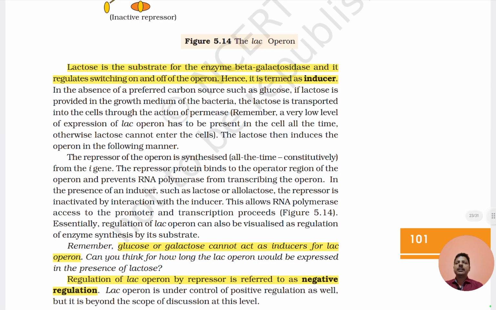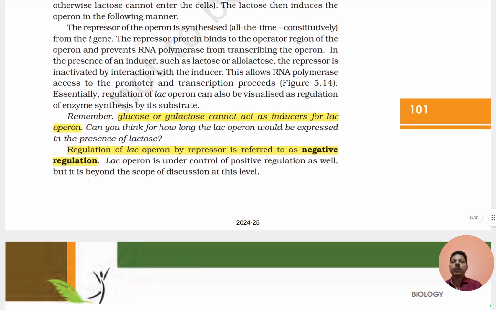Lactose is the substrate for the enzyme beta-galactosidase, and it regulates switching the operon on and off, hence it is termed the inducer. Remember, glucose and galactose cannot act as inducers for the lac operon. Regulation of the lac operon by the repressor is referred to as negative regulation.